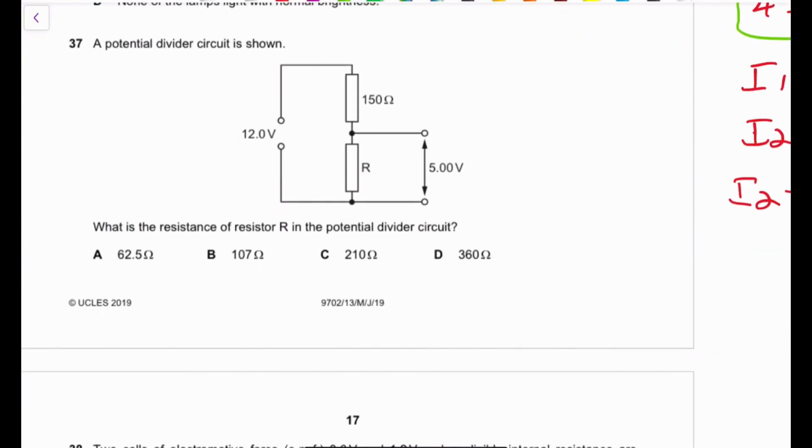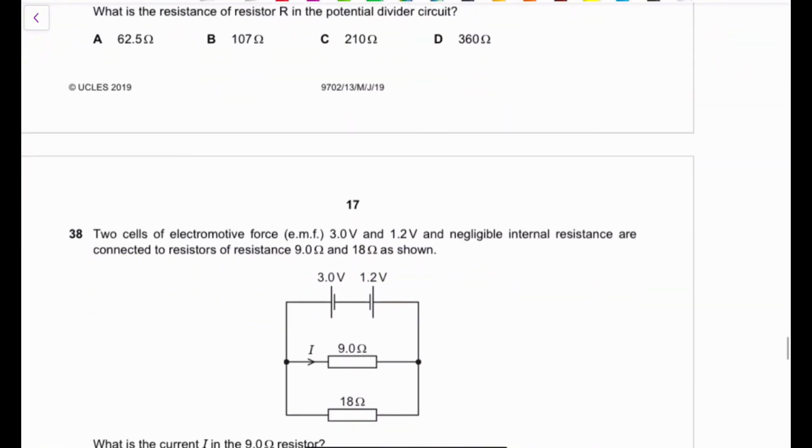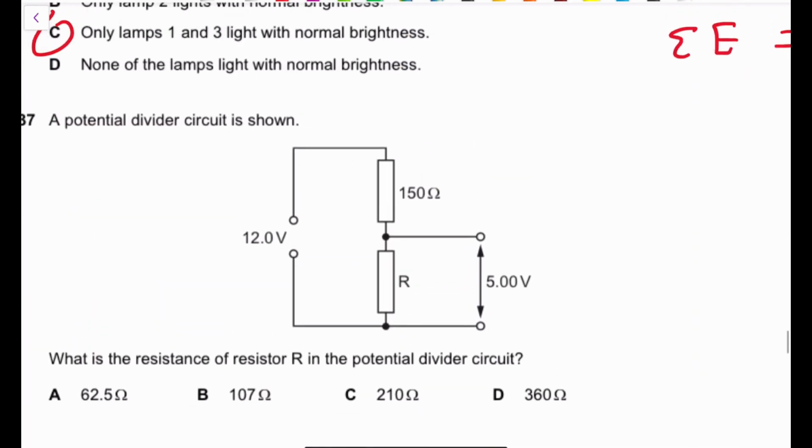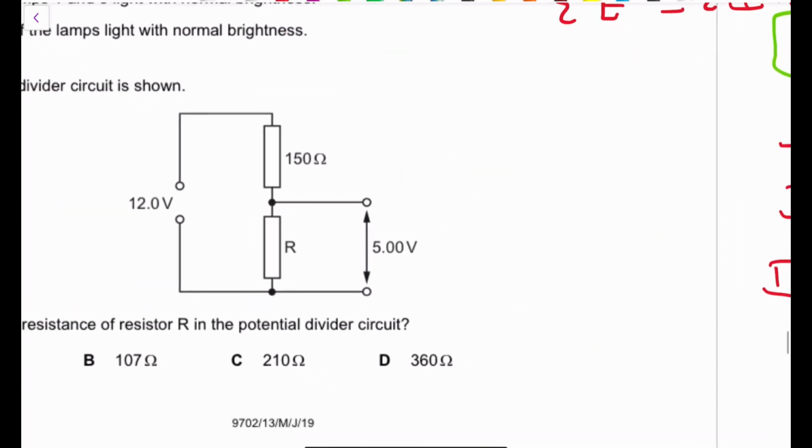Move on to question 37. We've been given a potential divider circuit, and we've been asked to find the resistance of the resistor R that is in the potential divider. How does this work? Basically, the voltage is shared on the basis of the resistance that you have. The bigger the resistance, the bigger the voltage that you get.